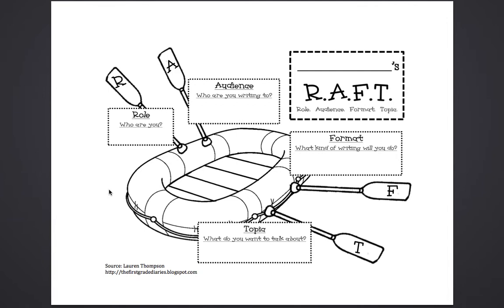This graphic, made by Lauren Thompson, can be found at thefirstgradediaries.blogspot.com. As you can see, the RAFT strategy asks students to consider their role as a writer, their audience, the format or genre they want to use, and finally, the topic they want to write about. We can use this RAFT strategy to integrate technology into the curriculum by having students use social media or other technology platforms as their format or genre.